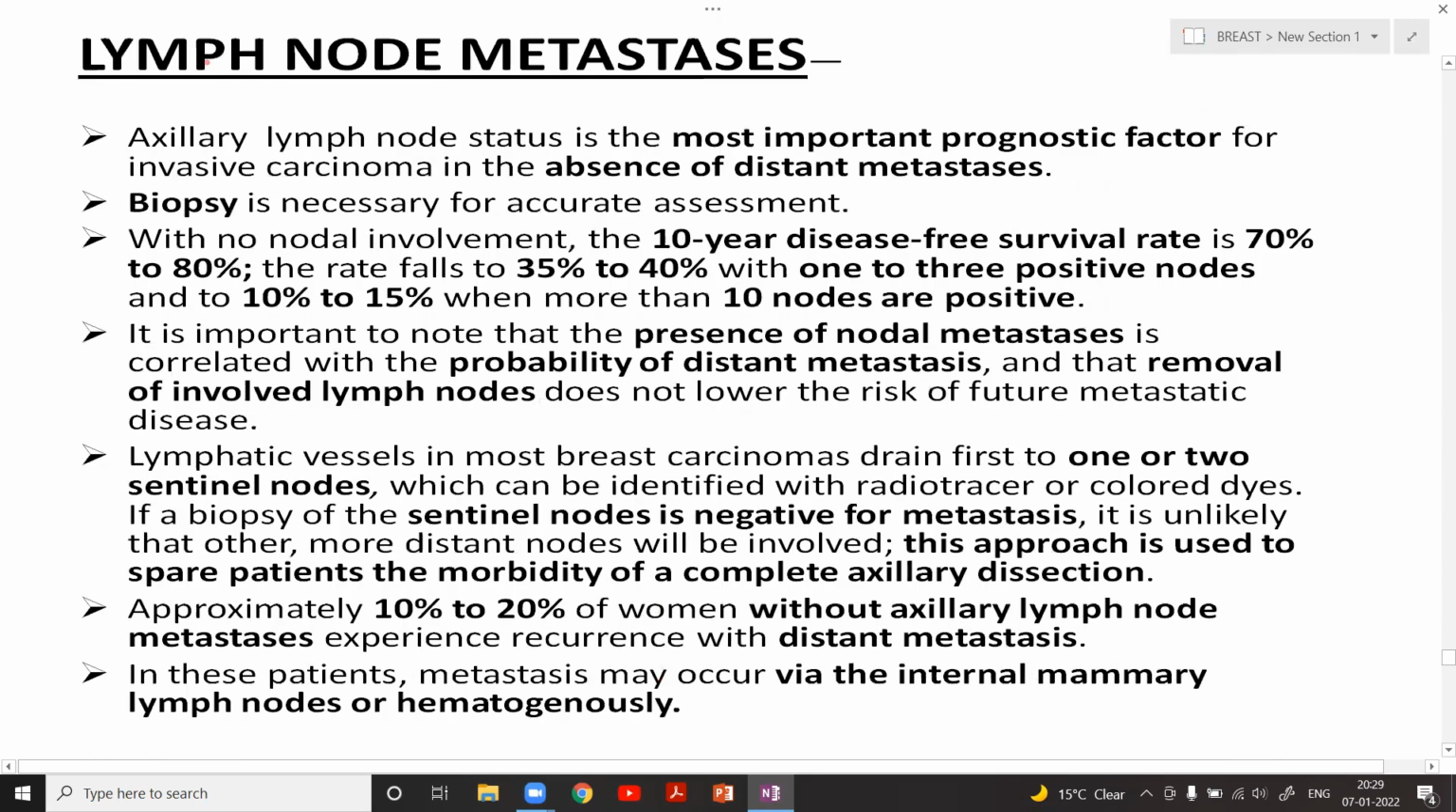The first very important factor is the lymph node status. Over here, we see the axillary lymph node status, which is the most important prognostic factor in case of breast carcinoma. If distant metastasis is not there, in that case, axillary lymph node metastasis becomes the most important prognostic factor. How do you assess?